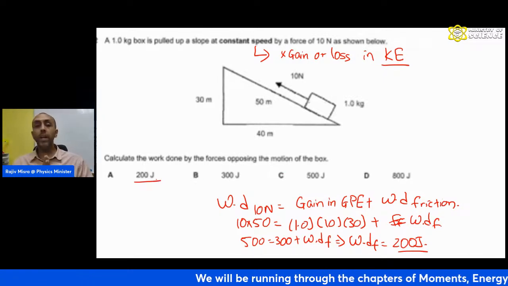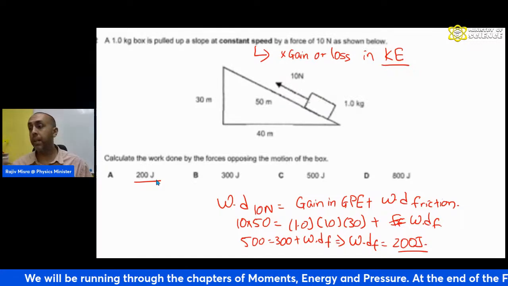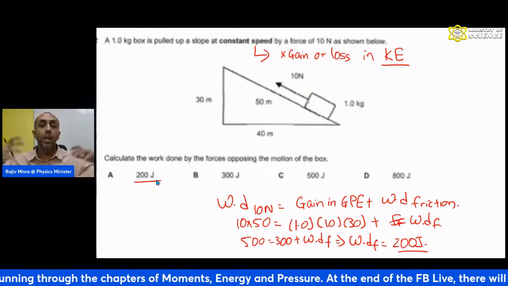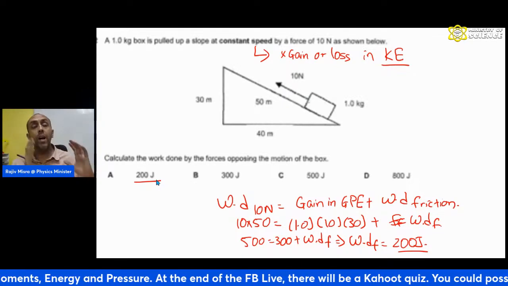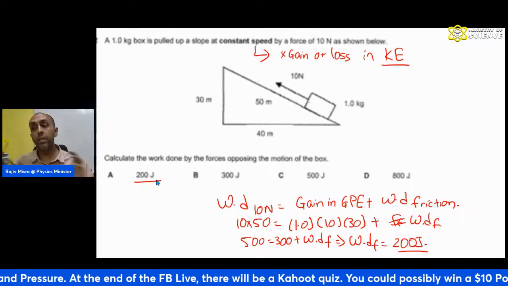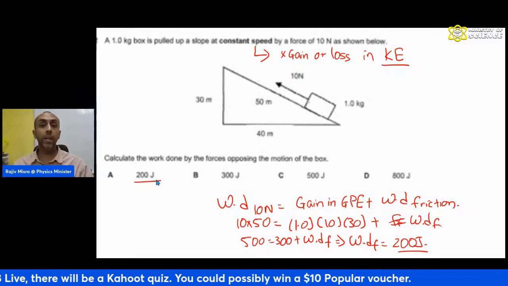So one thing I just want to highlight for those who are here, I thank you for joining us. Just keep in mind there'll be a Kahoot right at the end of this. It is important for energy to ask yourself what provides energy, and on the right side you write what takes. So if you get confused, just always apply this framework.